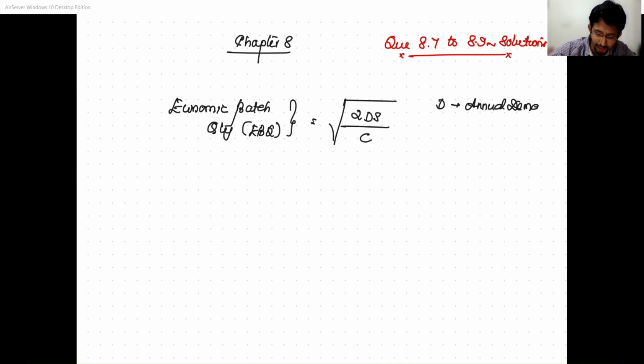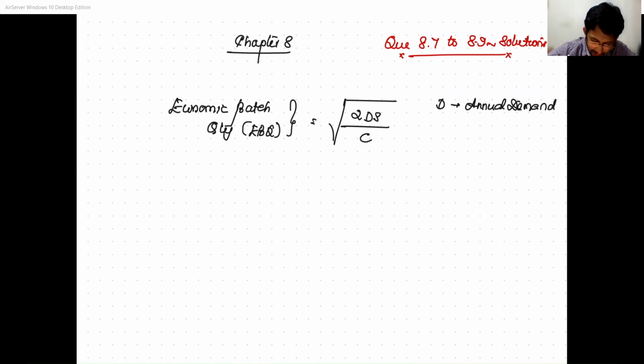Friends, just recollect the formula which we had learned when we did economic order quantity in chapter number 2. This formula is also very similar to the formula of economic order quantity, with a simple difference that instead of ordering cost, here we are taking the batch setup cost. Whenever you have a new batch production, whatever initial cost you incur is what you call the batch setup cost, and that is this S.